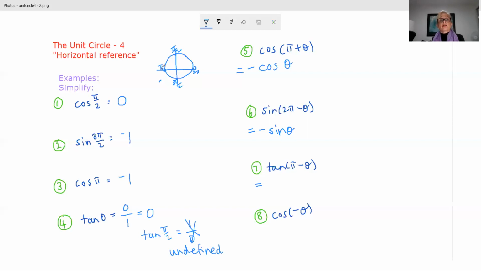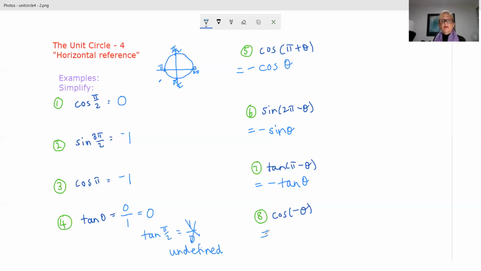Tan of pi minus theta, you're going to be in here somewhere. It is a horizontal reference: pi minus or pi plus, 2 pi minus or just negative is always a horizontal reference. So it's going to be tan of theta. Now, is it going to be positive or negative? From all stations, only sine is positive in that one, so this is going to be negative. Or you can think of it as, well, your y value is positive, but your x value is negative, so if you divide them, you're going to get a negative.